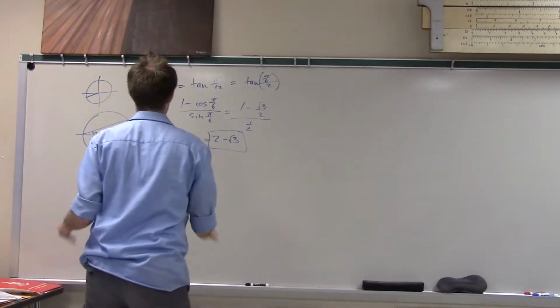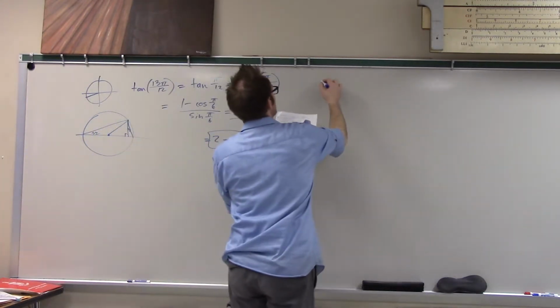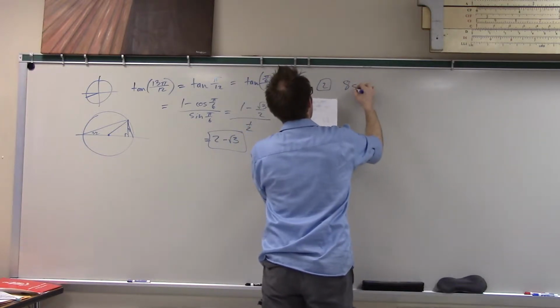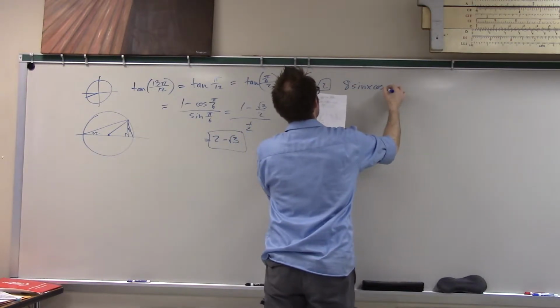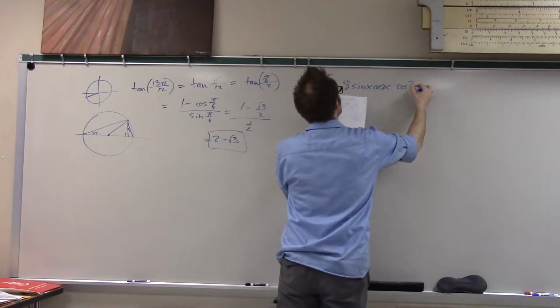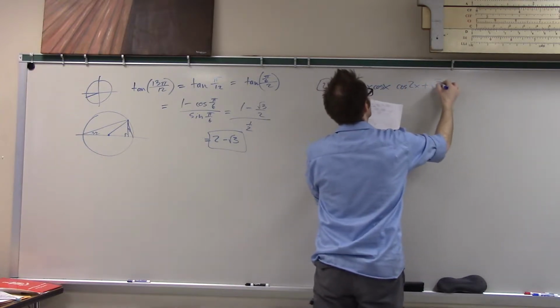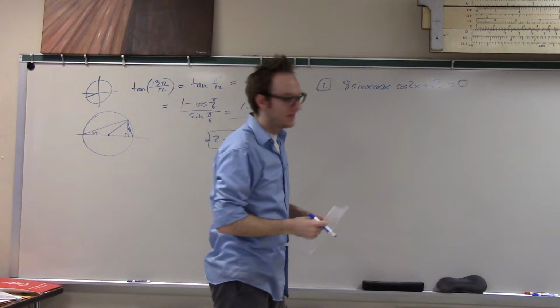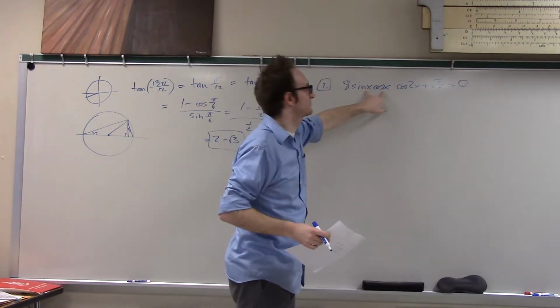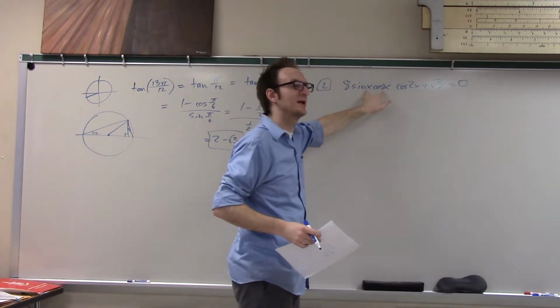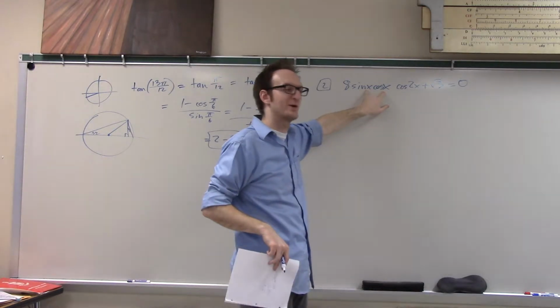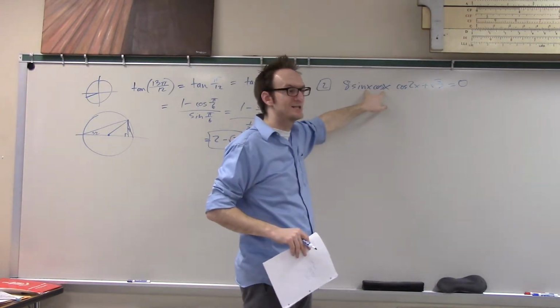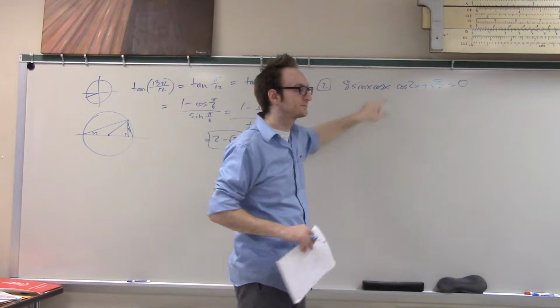What else? Number 2 was actually the one problem that was a little bit hard. 8 sine x cosine 2x plus root 3 equals 0. Alright, here, when you see sine x and cosine x being multiplied by each other, alarm bells should be going off. It's why we practice the identities forever and ever. That's just basically sine 2x, right?